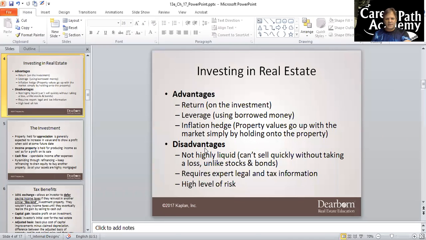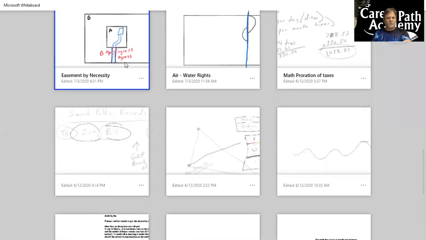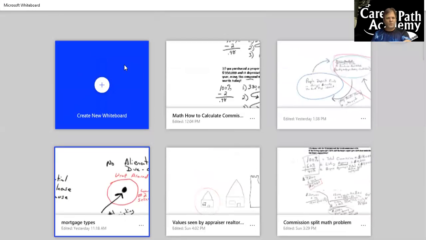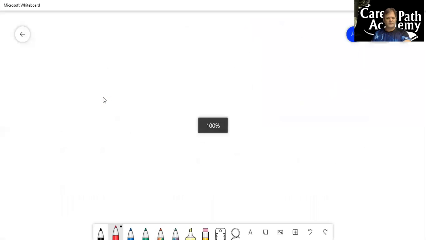Hold on a second. The Microsoft whiteboard. Let me open up another whiteboard here. Boom, boom. Okay. So you guys could be seeing the Microsoft whiteboard.